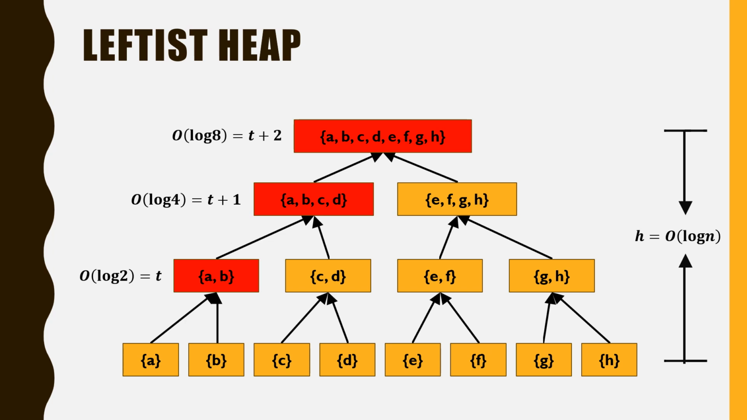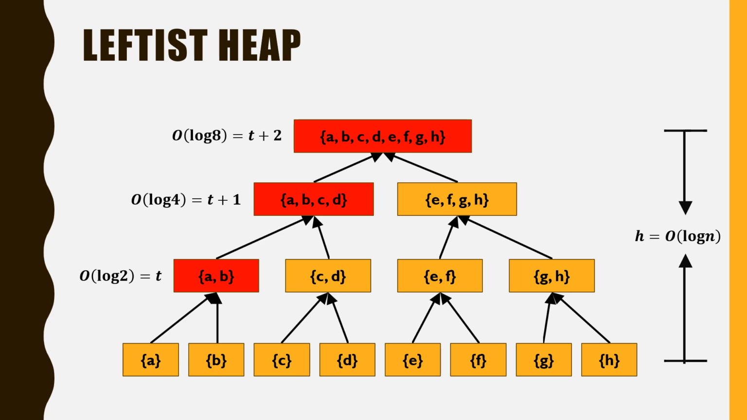Extending this pattern, constructing a size 4 heap requires O(log 4) time, which evaluates to T plus 1. Similarly, constructing a size 8 heap requires O(log 8) time, which evaluates to T plus 2, and so on. As we ascend one level in the recursion tree, each merge requires one additional step, but the number of merges is reduced by half.